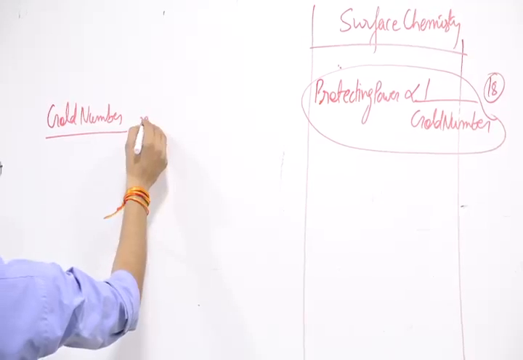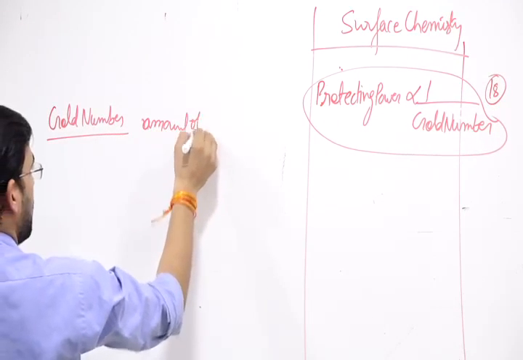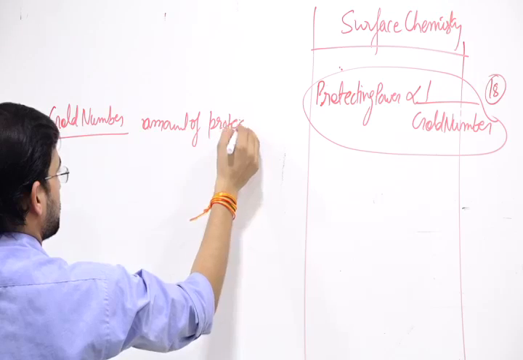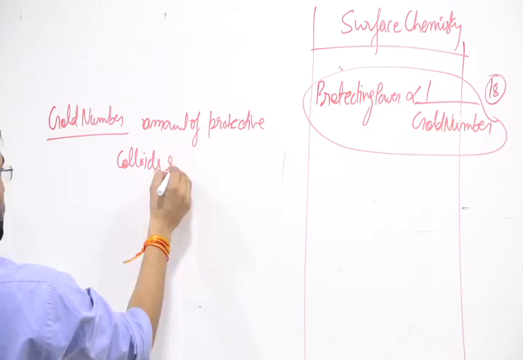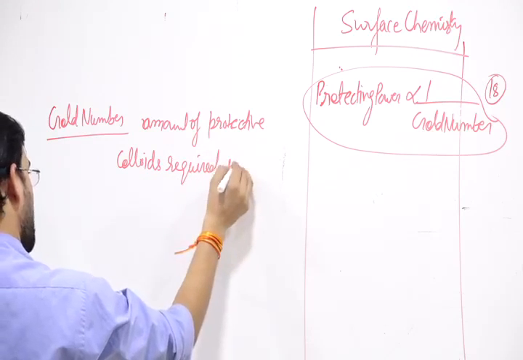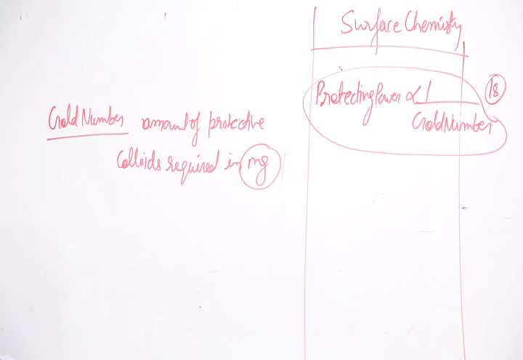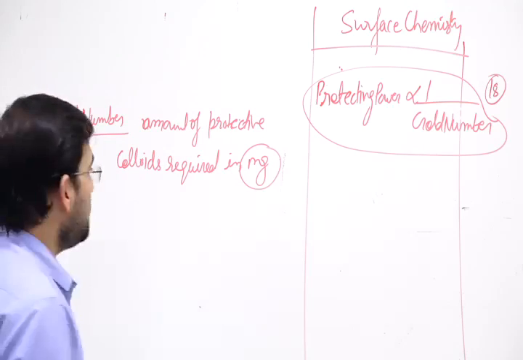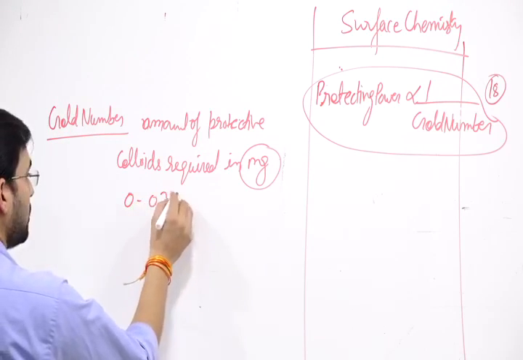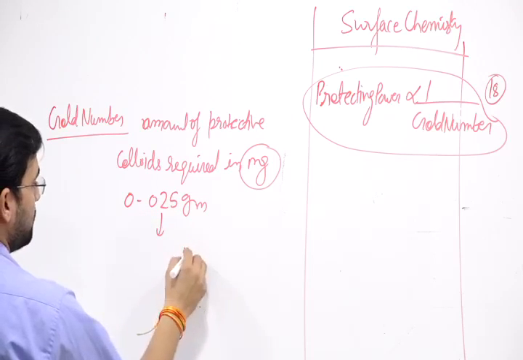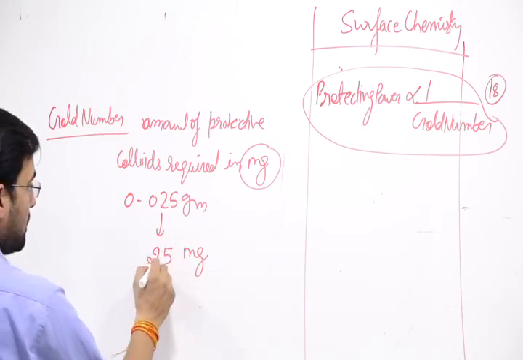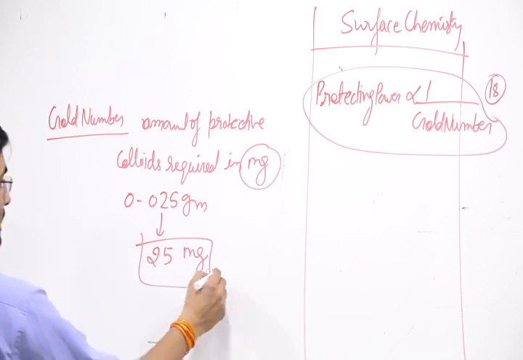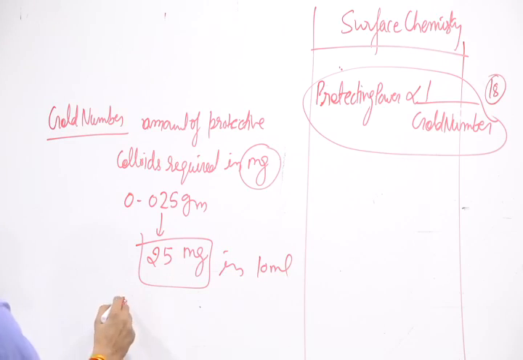It talks about the amount of protective colloids required in milligrams. How much is required right now? 0.025 gram. Can you convert into milligram? 1 gram equals 1000 milligrams. Multiply by 1000. 25 milligram in 10 ml. So 25 is the gold number.